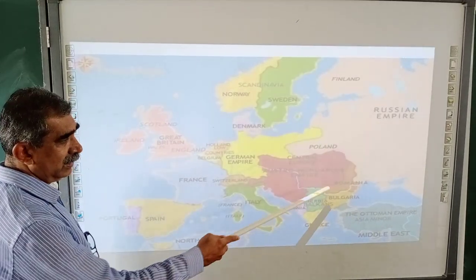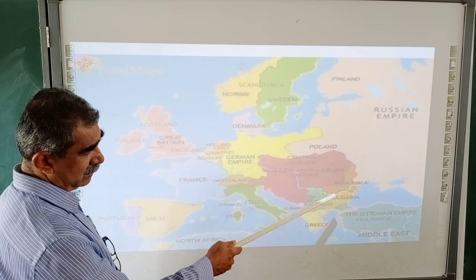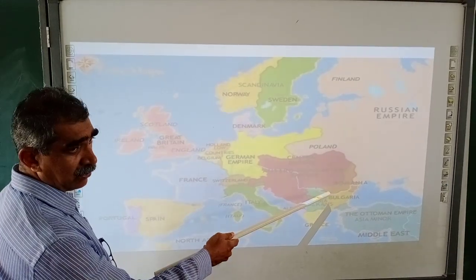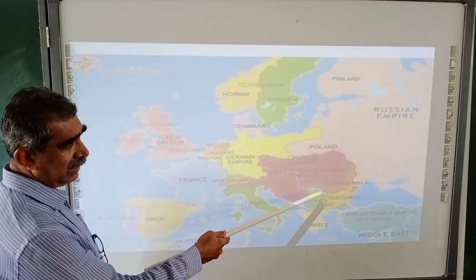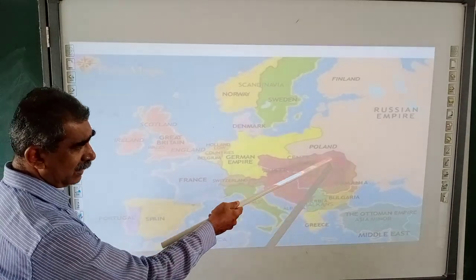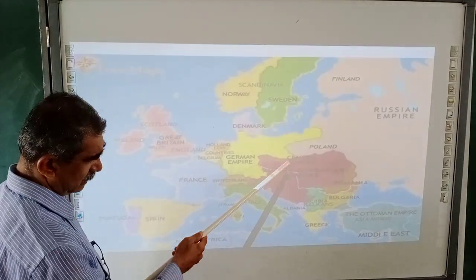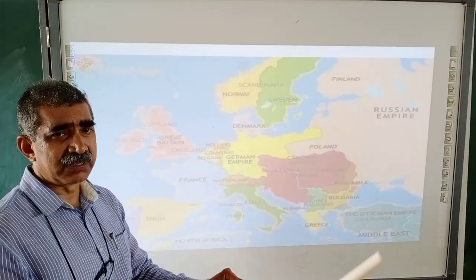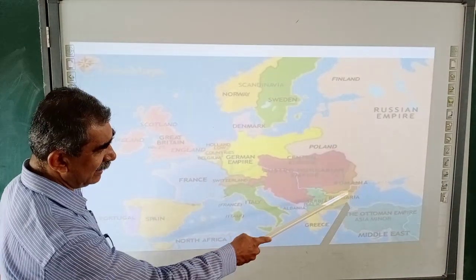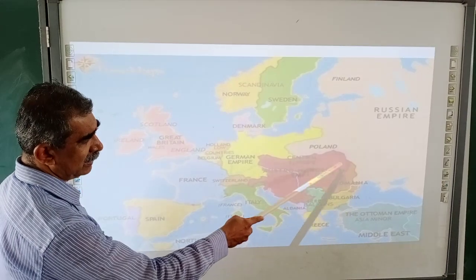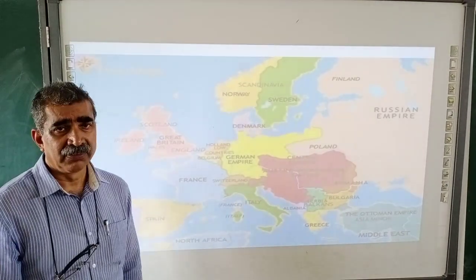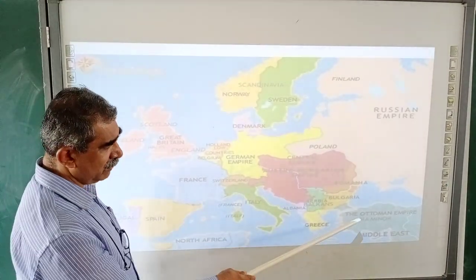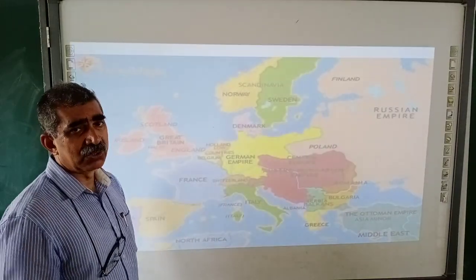Now in the modern period, here there are so many countries: Yugoslavia, Czechoslovakia, Herzegovina, Serbia, Albania. Like that, so many countries are present in this area. This is all divided into small pieces. That is known as the Balkan area. Some of these Balkan areas, like Bulgaria, were controlled by the Ottoman Empire also.